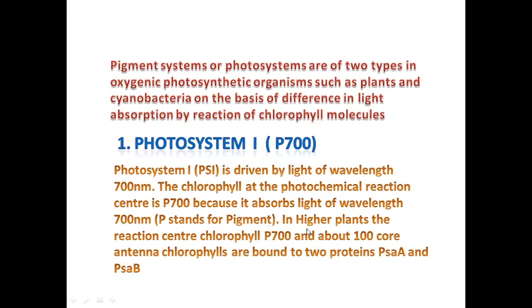Fine. In higher plants, if you see the reaction center, I am telling you the structure of this. In higher plants the reaction center contains a chlorophyll molecule which absorbs light of wavelength 700 nanometers, and that is chlorophyll A. And it has about 100 core antennae chlorophylls, and in its antennae complex it has approximately 100 chlorophyll molecules. And there are proteins also. I have told you that in the antennae complex the pigment is bound to proteins. There are two proteins, which are PSA-A and PSA-B. Fine. I hope this is clear.